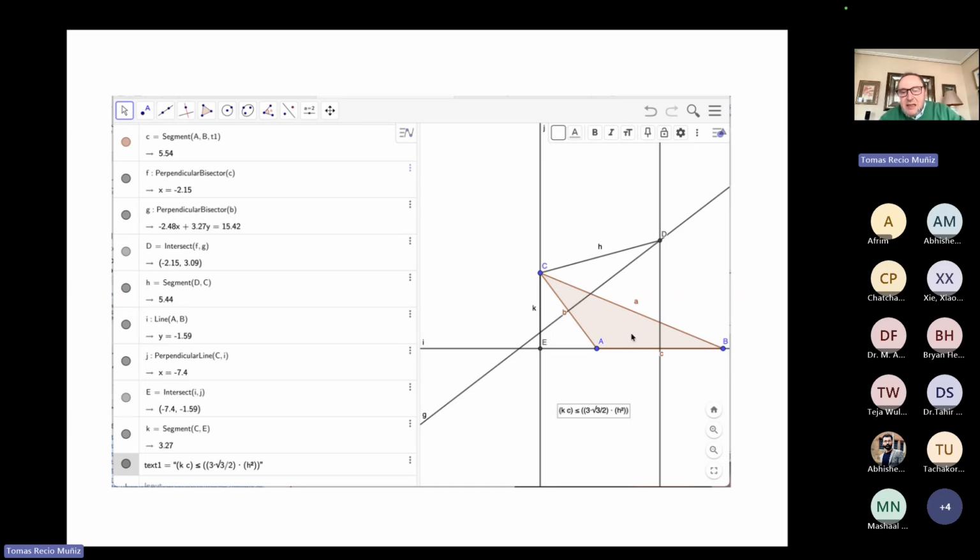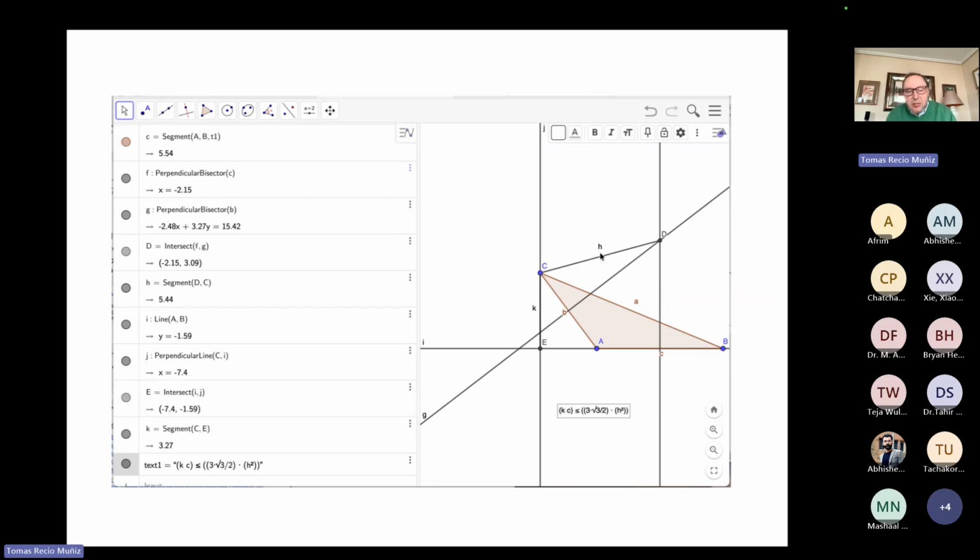And then I ask, what is the relation between the area of the triangle and H, the radius of the circumcircle? I have made the construction of the circumcircle by taking the bisector of AC and the bisector of AB. The intersection is D, so D is the center of the circumcircle and H is the radius.